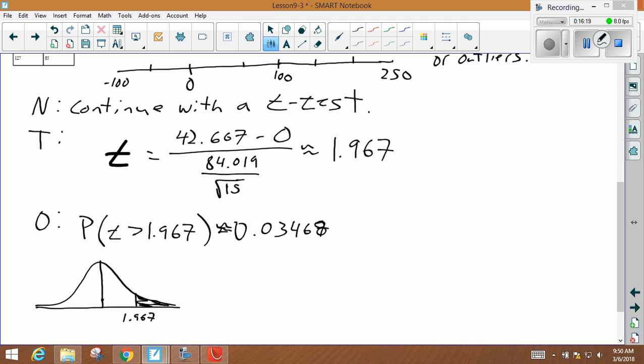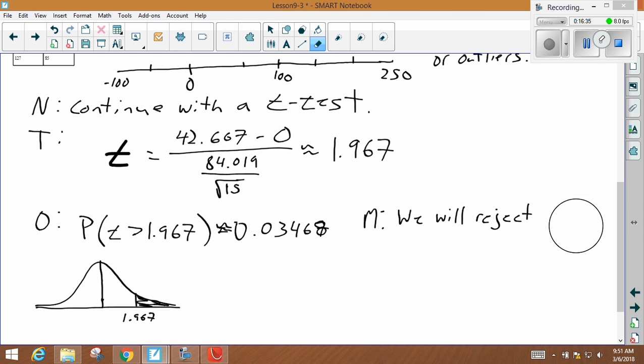Cool. Awesome. Let's make a decision. We will reject the null hypothesis. Keep writing that up. We will reject it.